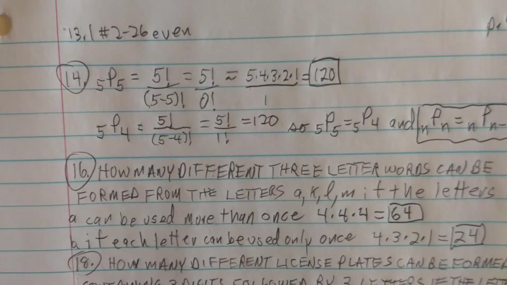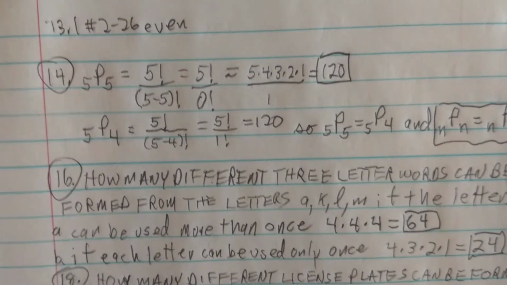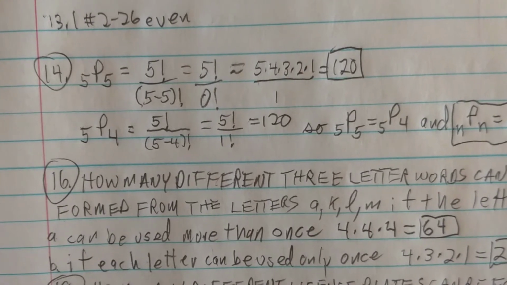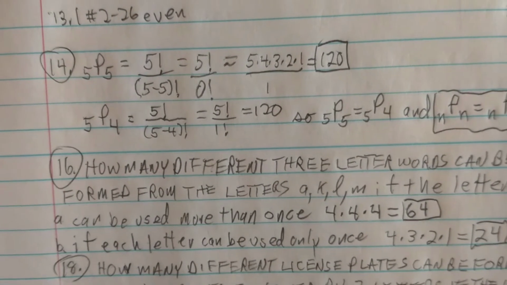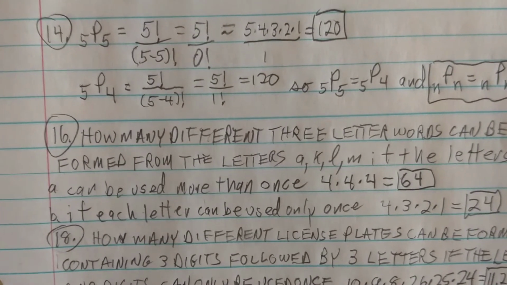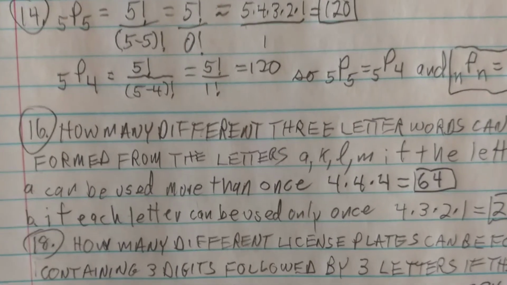For 14, we show this case of 0 factorial by looking at 5P5, which is 5 factorial over (5 minus 5) factorial, which is 5 factorial over 0 factorial, which is 5 times 4 times 3 times 2 times 1, over 1, which is 120.